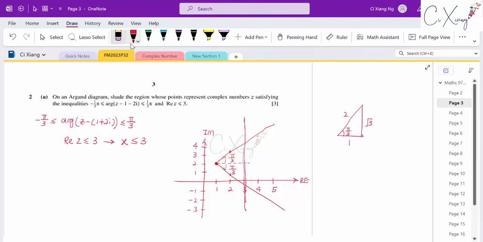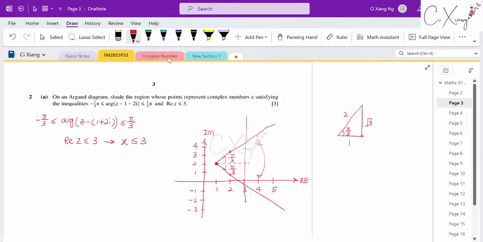Okay, so this is a vertical line that we have. Maybe I draw it again. Right, so this is a vertical line that I have. After that, we need to shade the region. For the argument inequality, the angle is from negative pi over 3 until positive pi over 3. That means it is within this area, between the two lines.